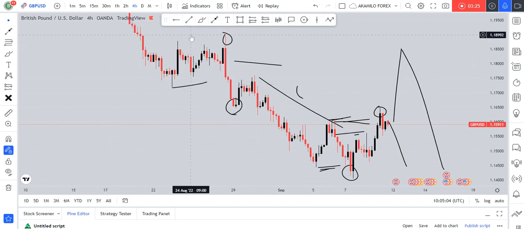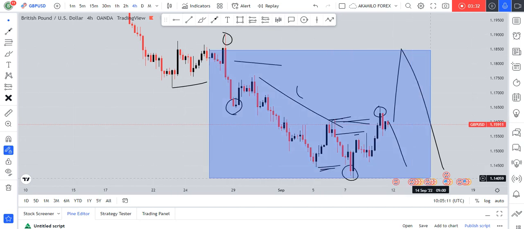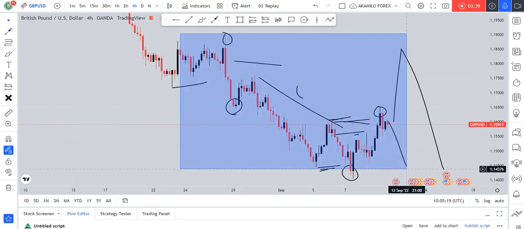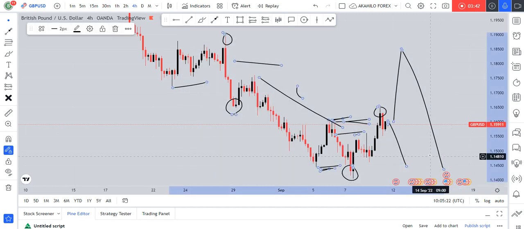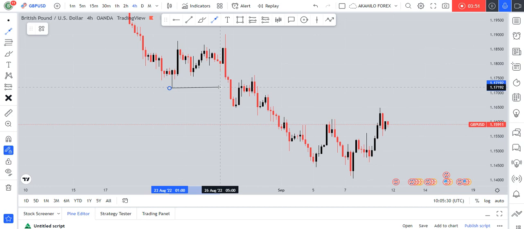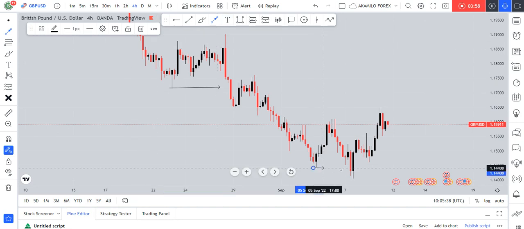Let me put a proper naming there for education purposes. Let me take off this. Here is our BOS, break of structure, BMS, break of market structure. There is our BOS. Here is also our BOS. Here will now be our inducement leg.